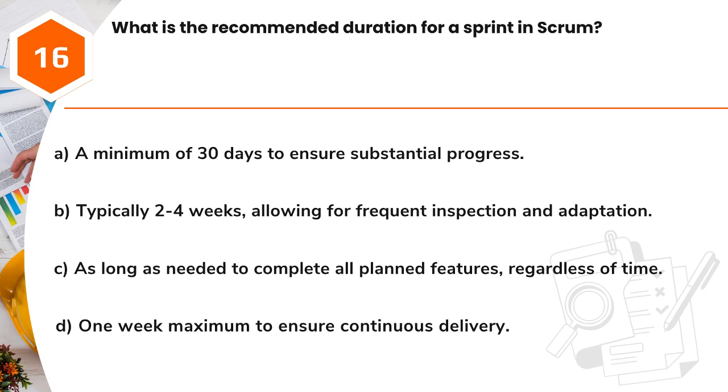Question 16. What is the recommended duration for a sprint in Scrum? A. A minimum of 30 days to ensure substantial progress. B. Typically 2 to 4 weeks, allowing for frequent inspection and adaptation. C. As long as needed to complete all planned features, regardless of time. D. 1 week maximum to ensure continuous delivery.